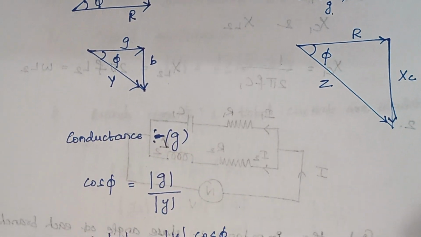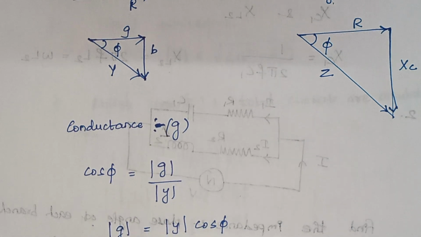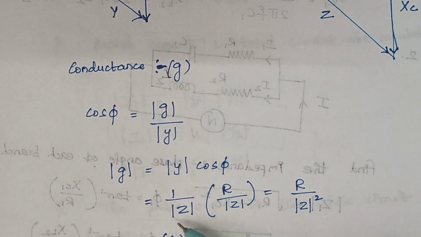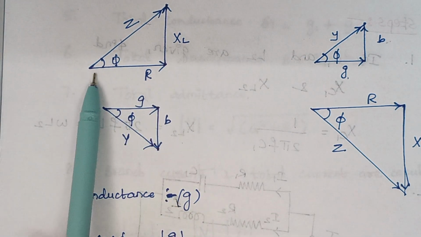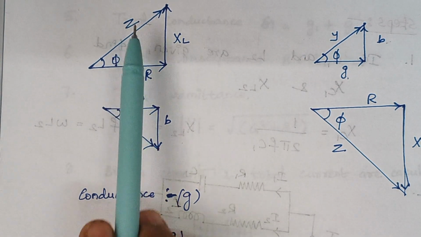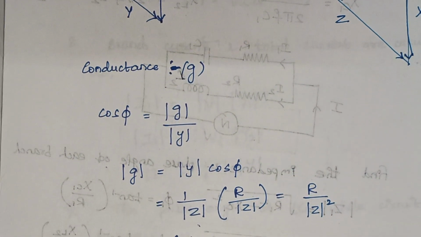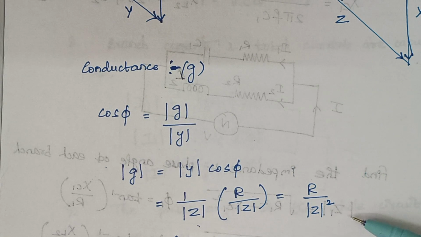So just write down the expression. So from this, write down the value for G here. So G is given by Y into cos phi, right. What is meant by Y? Y is nothing but 1 by Z. And again, this cos phi, you see, we are referring to this triangle. So cos phi can be written as R by Z from this triangle, right. So here cos phi is equal to R by Z and finally here the answer is R by Z square, right.